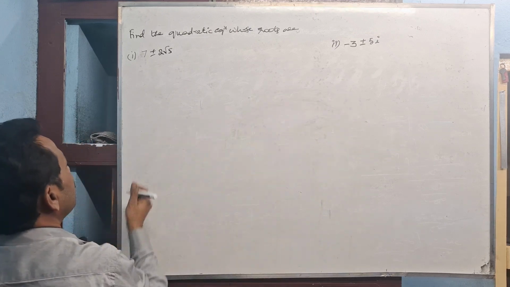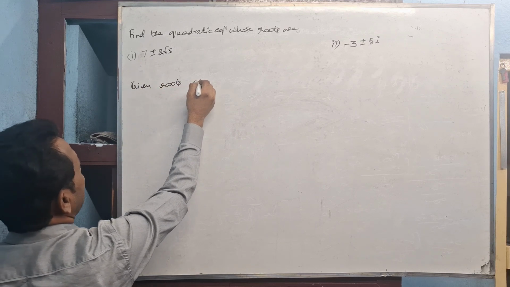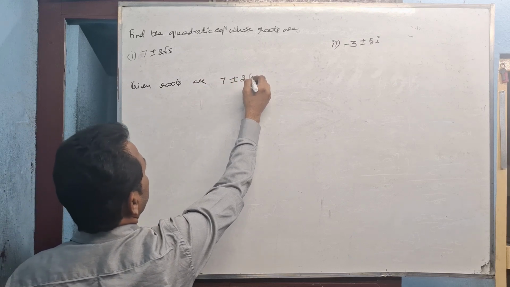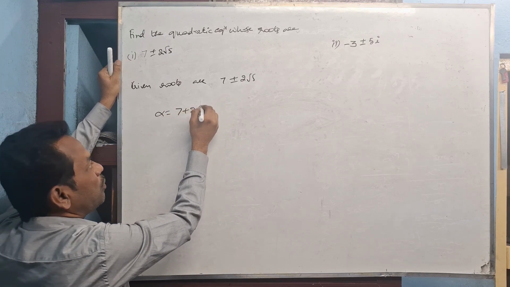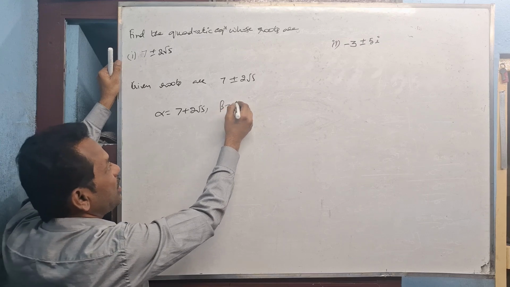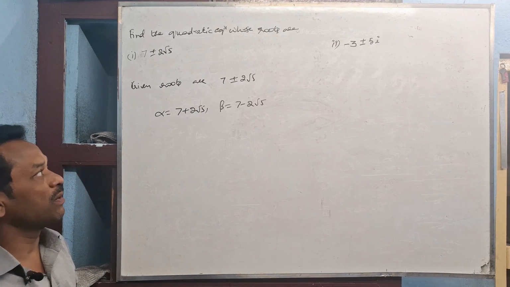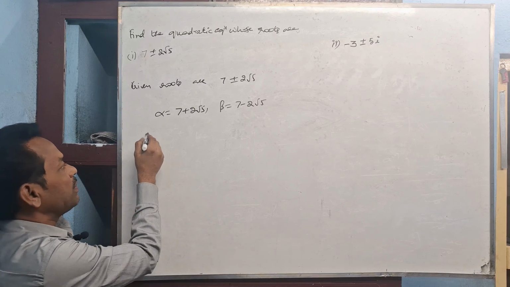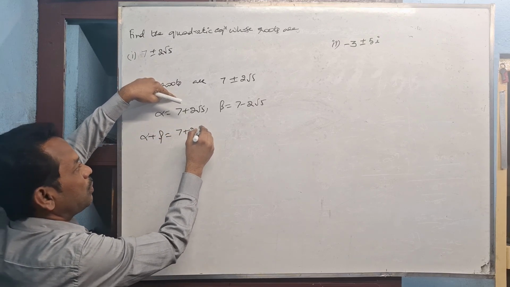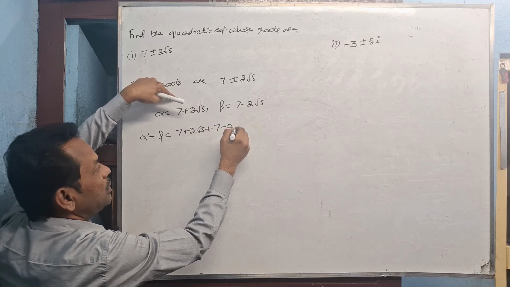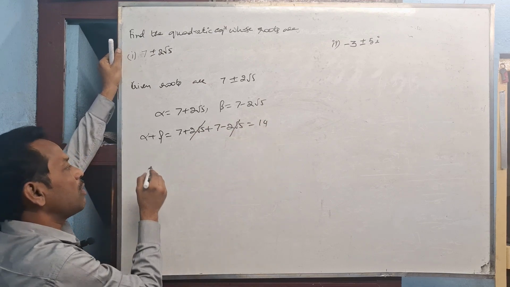Now given the roots of the equation are 7 plus or minus 2 root 5. So let me take alpha as 7 plus 2 root 5, and let me take beta as 7 minus 2 root 5. One root is 7 plus 2 root 5, the other root is 7 minus 2 root 5. In the first step, let me find alpha plus beta. The value of alpha plus beta is 7 plus 2 root 5 plus 7 minus 2 root 5. So we can cancel these two terms. Here we have 7 plus 7, 14. Now let us find the product.